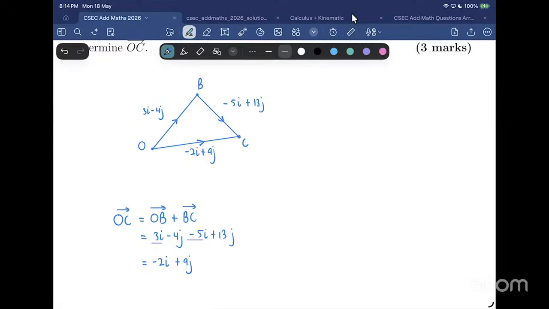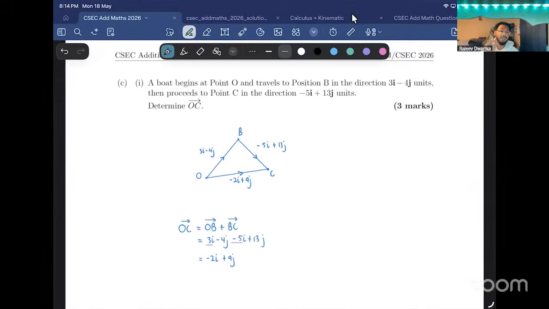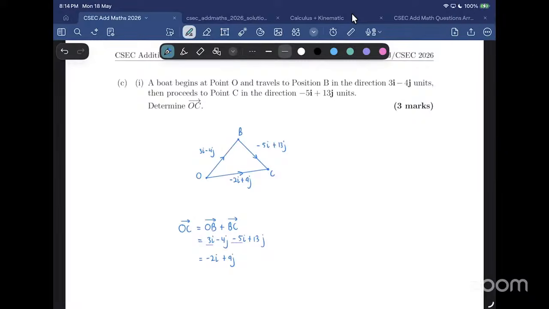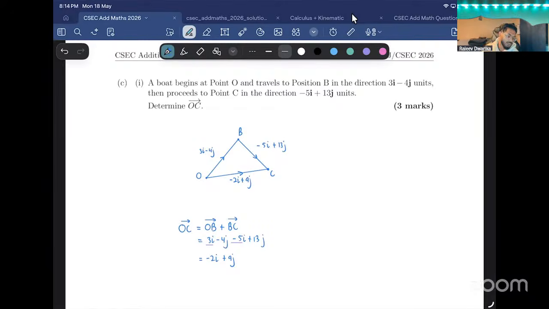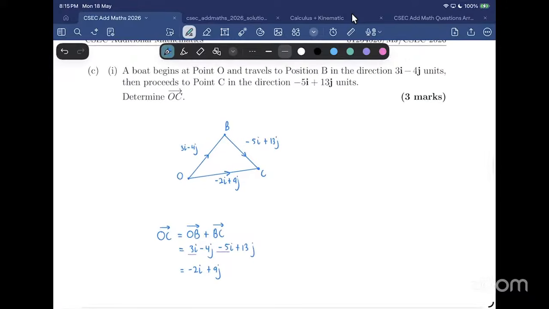You understand? Oh, that's all? That's all. Oh, that's it. Wow. 3 marks. 3 marks. You ought to cry to get 3 marks in maths for a vector question. In advanced, it's real straightforward. But drawing the diagram, when you draw the diagram, it makes so much sense. Yeah, I agree because it looked kind of confusing with I and J.